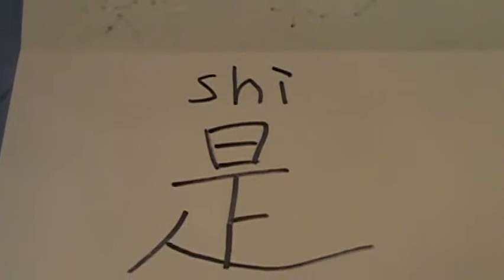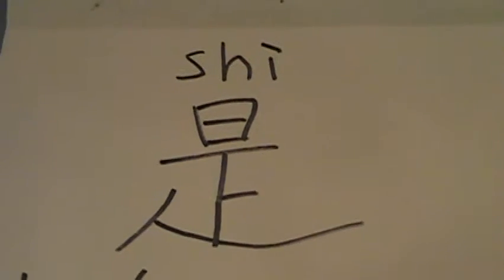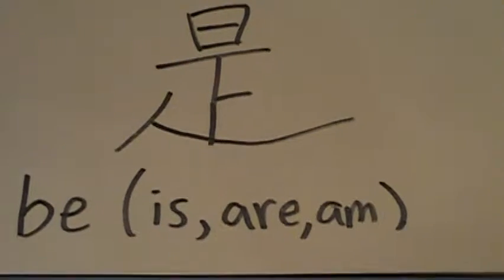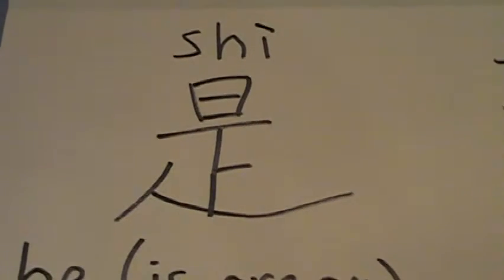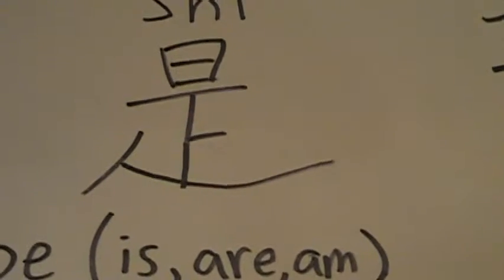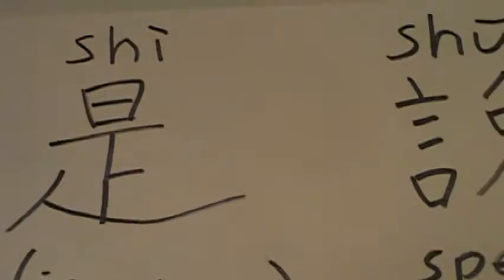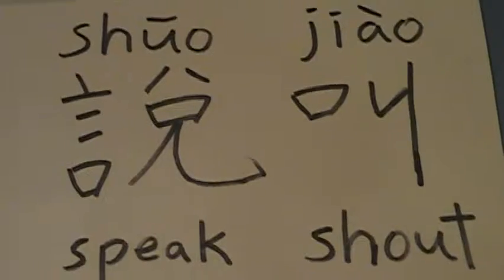Now moving on to a very commonly used word, 是. In Chinese, the be word is a very significant part of the writing. The be word is more commonly denoted as is, are, or am. As in English, this word represents a significant part of our essay writing. And after the be word, we will move on to the speaking words.